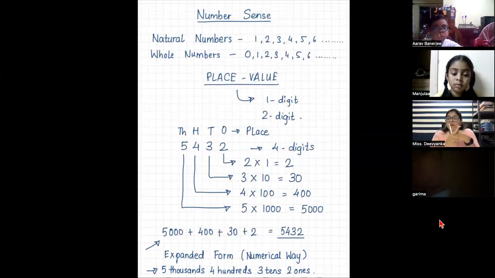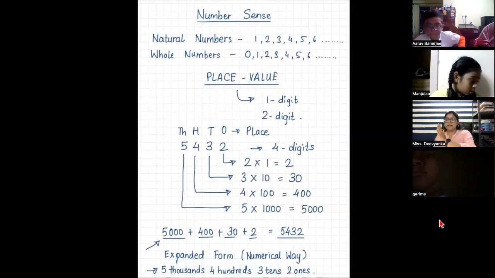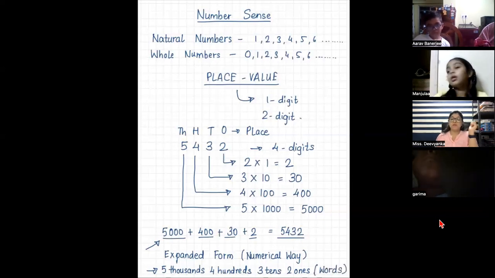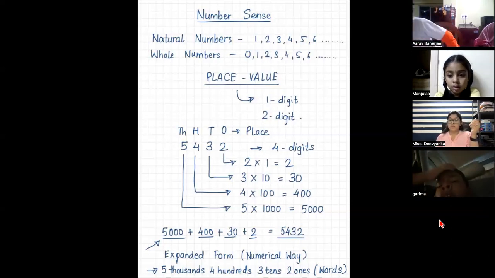First one is the numerical method. In that we use the numbers which we have derived from understanding its place value. Correct? So thousands, hundreds, tens, and ones. And the second way is writing using the words method. And when I say words, basically you're expanding on it using the words, the spellings of these. So 5,000s plus 400s plus 3 10s plus 2 ones. This is how you write using the words method.